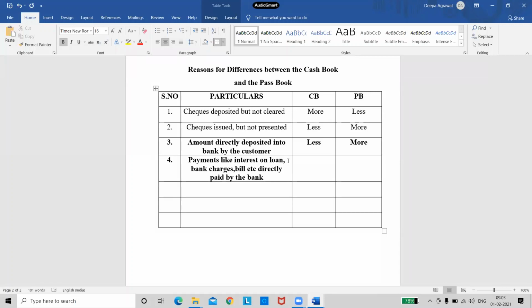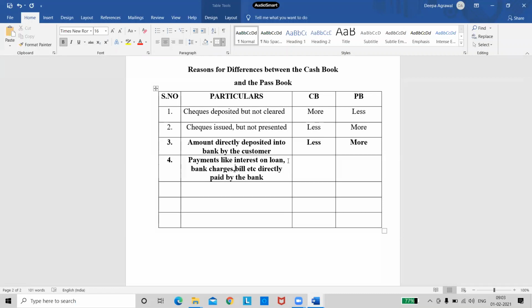So we have given instructions to the banker to pay my interest on loan whenever the due date is there. The banker will also deduct all my bank charges. If there are any other bills like my electricity bills or telephone bills, I have given standing instructions to the bank that on the 5th or the 3rd of every month, pay all my bills. Right? So now, when these bills are paid, which book will record the entry first?